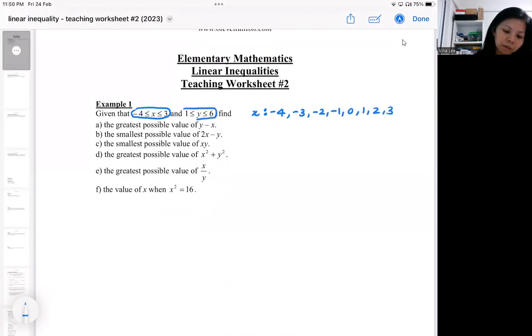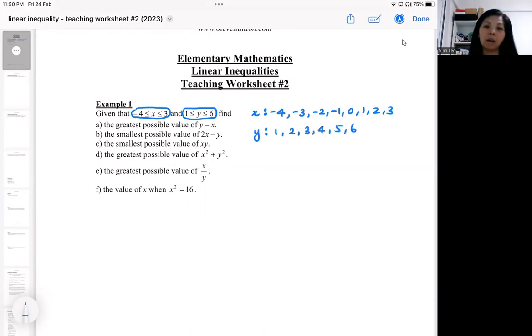So when they give us a range, right, don't just stare at the range. The reason is because if you stare at the range, most probably you're going to look at -4, you're going to look at 3, you'll look at 1 and 6. You will miss out on other values that you are able to use. So for the valid values of y, it will be 1, 2, 3, 4, 5, 6.